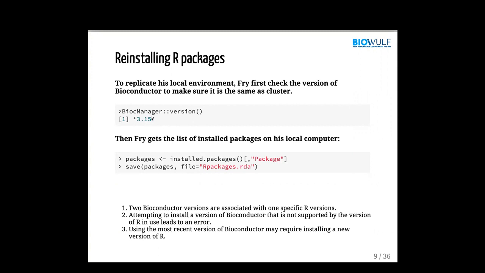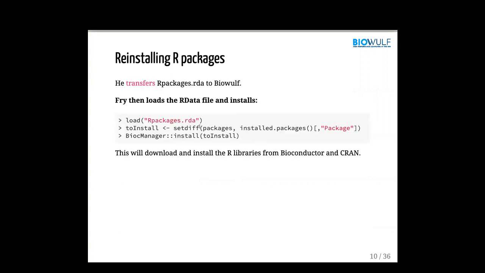Okay, let's assume the case is much simpler, like Fry's Bioconductor is the same as the cluster version. Then the next thing Fry needs to do is get a list of installed packages. You will call the built-in function installed.packages and get all the names of the packages. Then you save all this data to an RData file. Then Fry can transfer this RData file to the cluster.